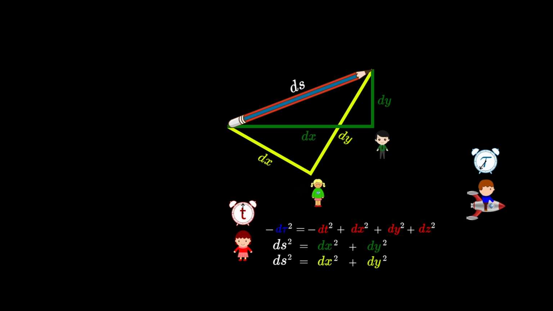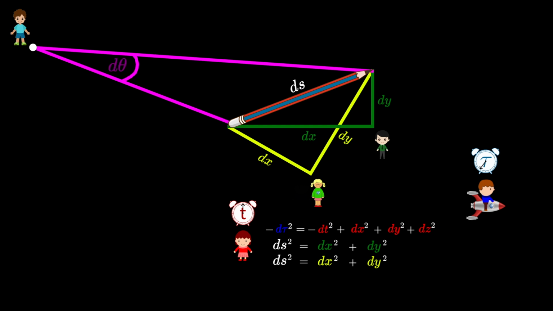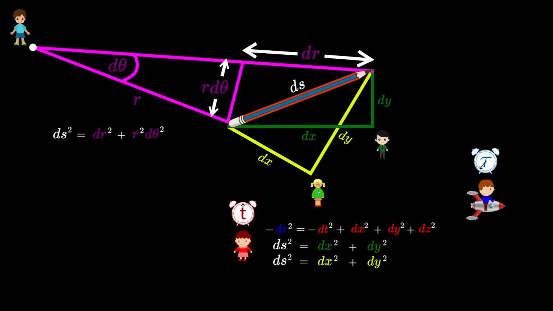Before we move on from the Pythagoras theorem, there is one more thing about it I'd like to talk about. Imagine that instead of using Cartesian coordinates, someone comes along and decides to use polar coordinates. In that case, as can be seen from the diagram, he would measure ds squared to equal dr squared plus r squared d theta squared. Remember that in reality all these distances are supposed to be infinitesimal, so the relationship between dr squared, d theta squared, and ds squared becomes exact in that limit.